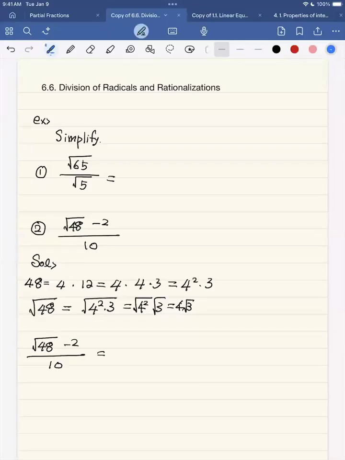In this section, we want to learn about the division of radicals and rationalization. Let's do some warm-up problems first. In the first problem, we want to simplify square root of 65 over square root of 5.